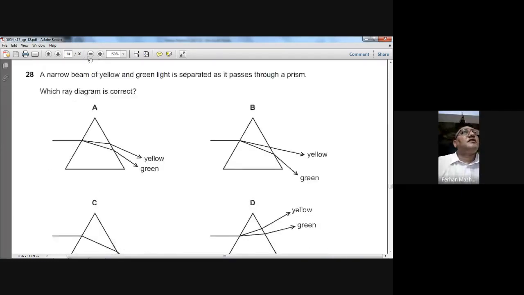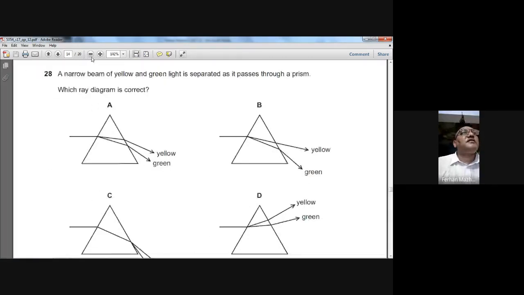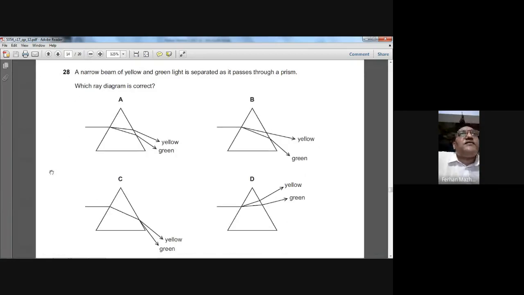Okay. Let's reduce the size a little bit. A narrow beam of yellow and green light is separated as it passes through a prism. Which ray diagram is correct? See, when the light enters from the first face of the prism, the light should split. So C cannot be the answer. So out of A, B, D, we have the correct answer. So C is right away rejected.